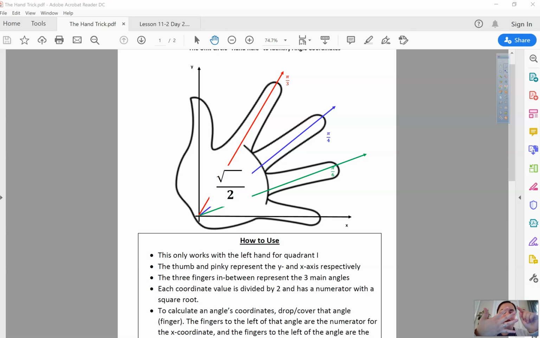And then if you do the pi over 3 angles, pi over 3 is your index finger, so if you bring it down, your x is 1 finger, so root 1 over 2, which is 1/2. And then the bottom fingers are your y's, and these are your x's. So my y would be root 3 over 2. So I have 1/2, root 3 over 2. Okay, and you can use this for every quadrant.